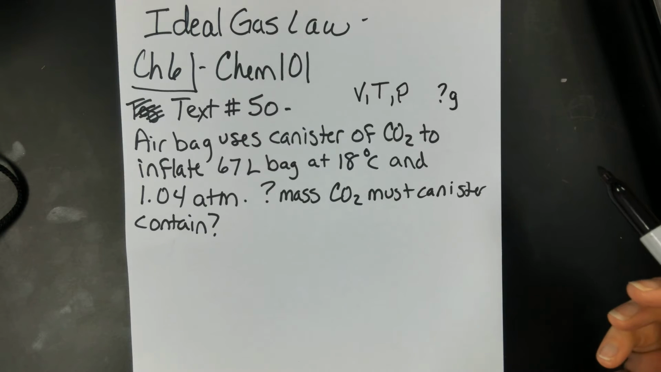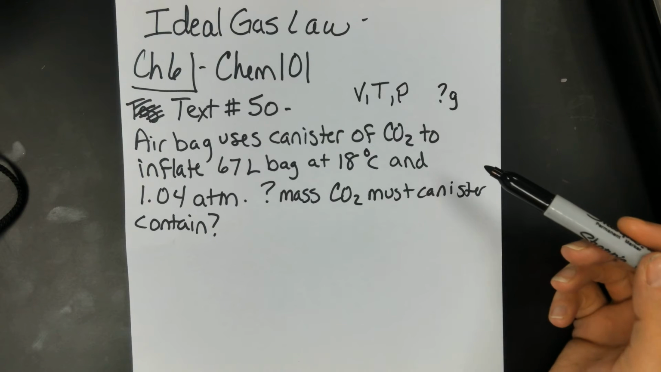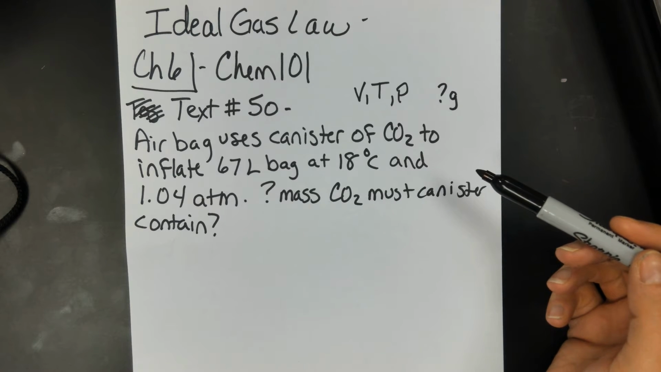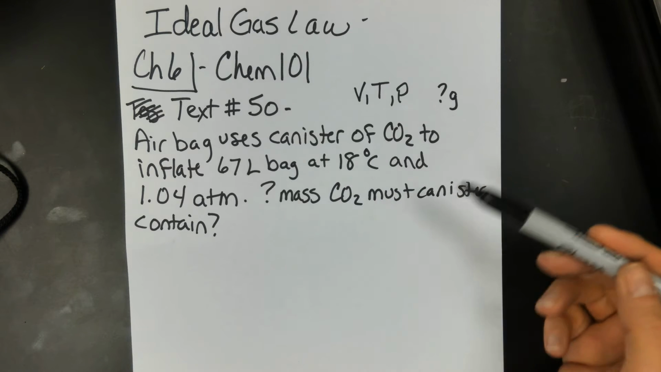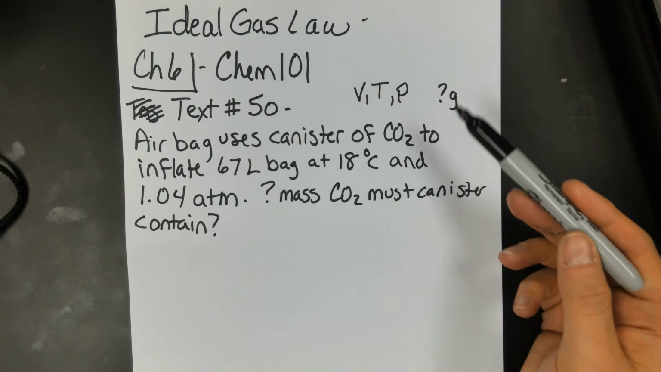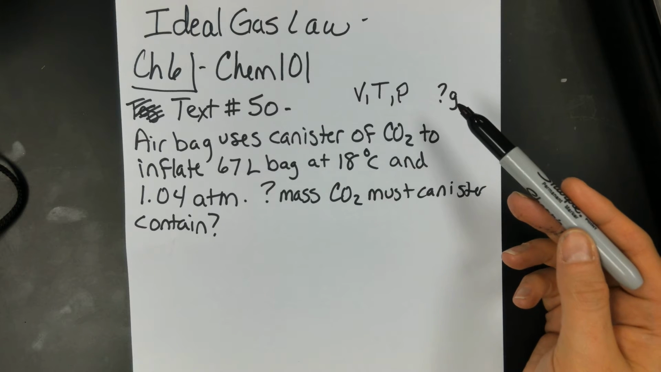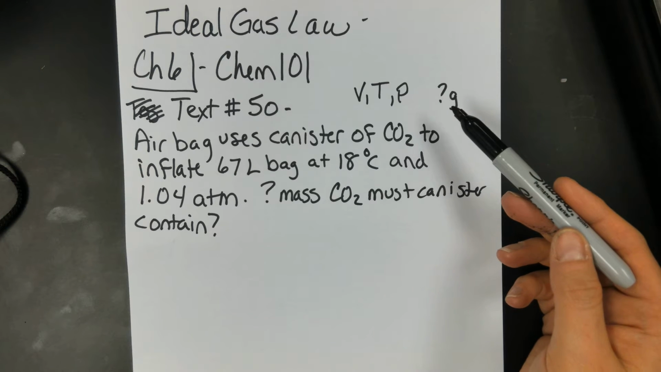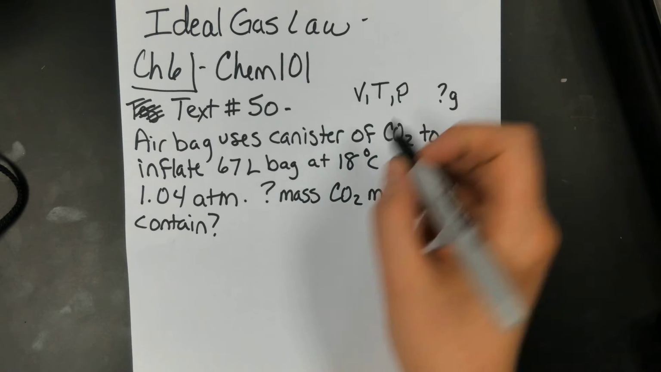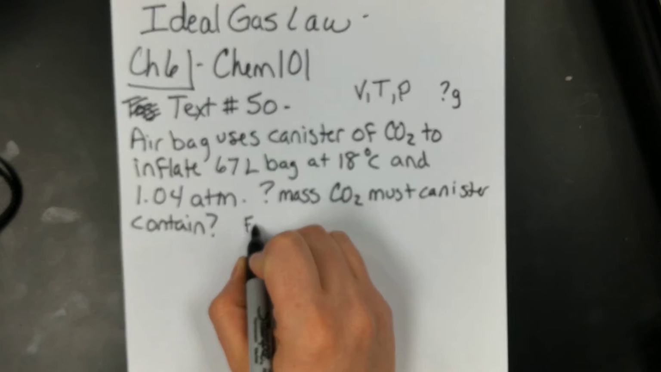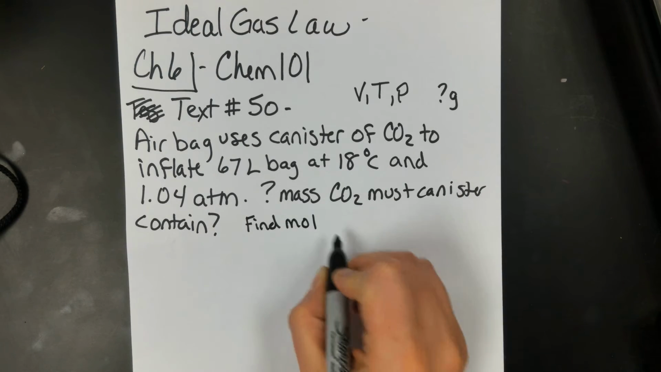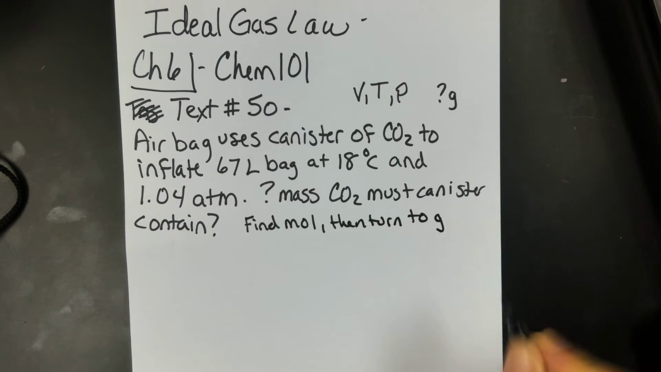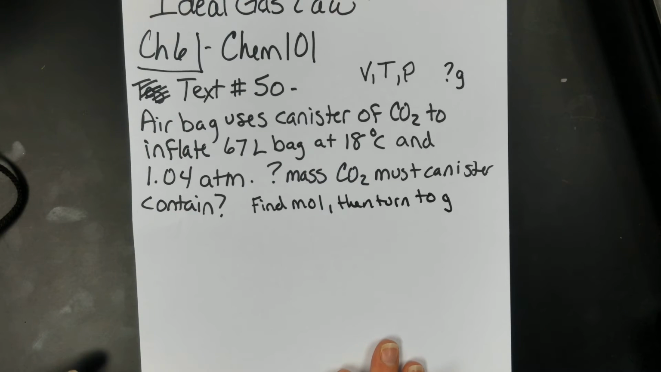So the way I'm thinking about this is not a Boyle's Law, Charles, Gay-Lussac's, or Avogadro's situation, because it doesn't give us two scenarios, it gives us one scenario, right? And it's asking for mass. Well, what if I found moles? Then I can turn moles into mass. So that's just one extra easy step. So my goal is to find moles, then turn to grams, right? So let's define our terms.